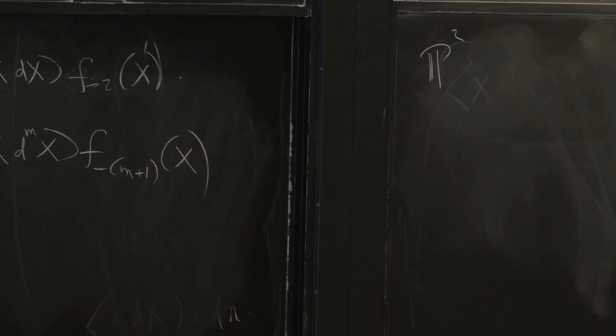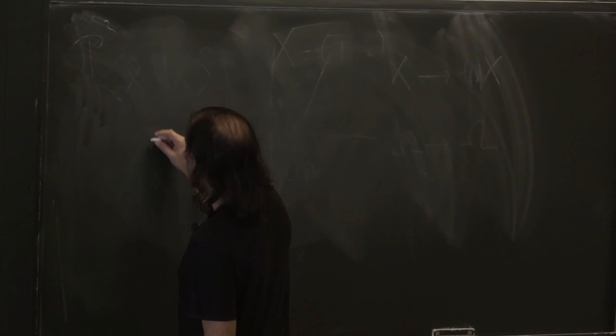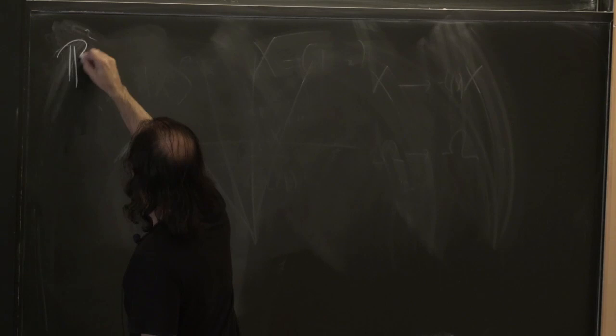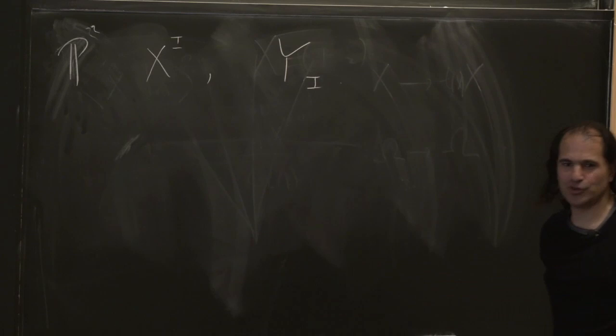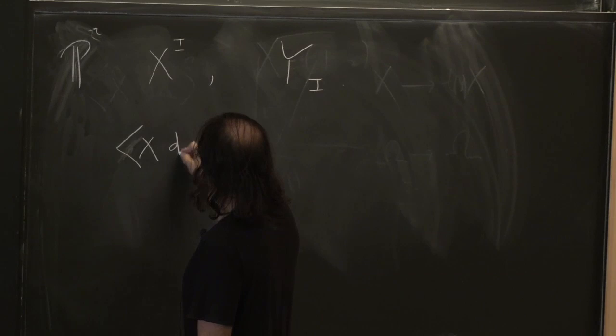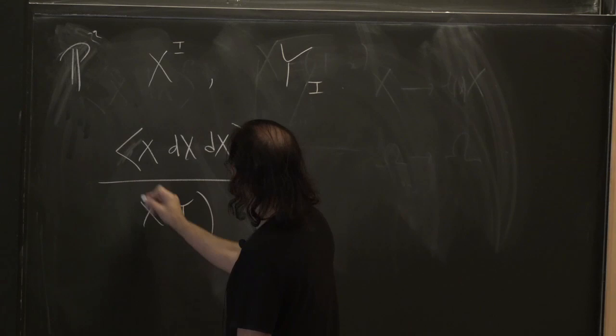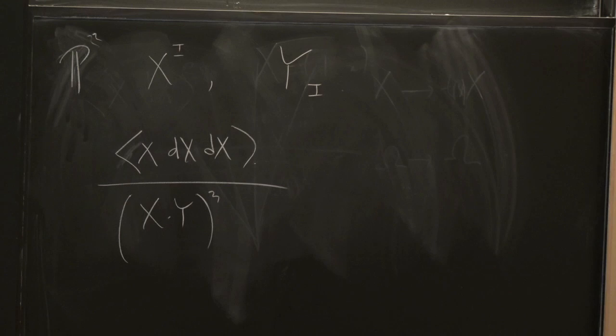All right. So let's say in P2 I give you some point xi, and I also give you the data of some yi. So I give you some line at infinity. What's our first simplest form that we could write down? I could write down x dx dx over (x dot y) cubed. That's a perfectly fine form.